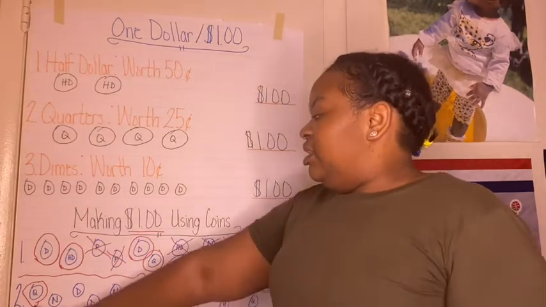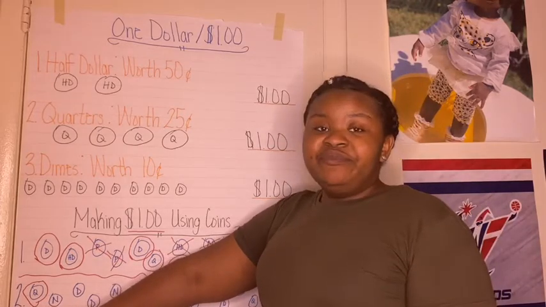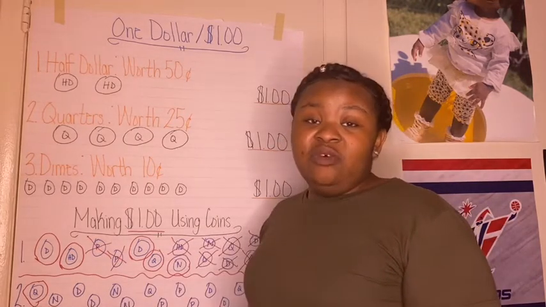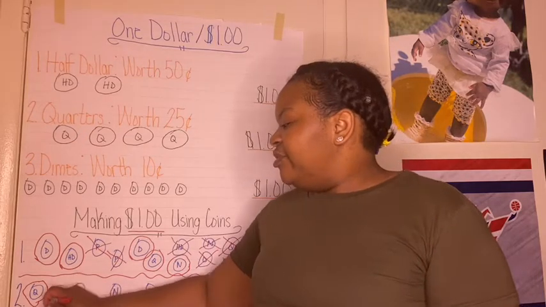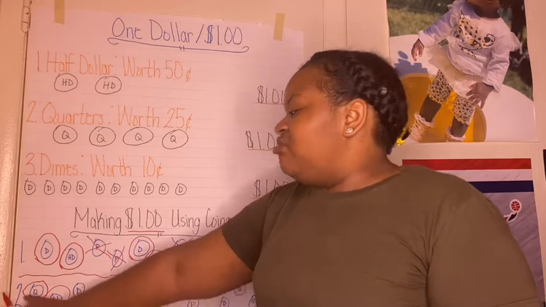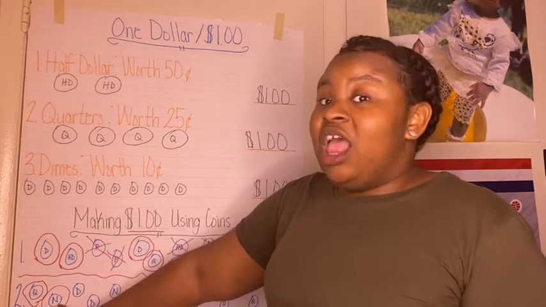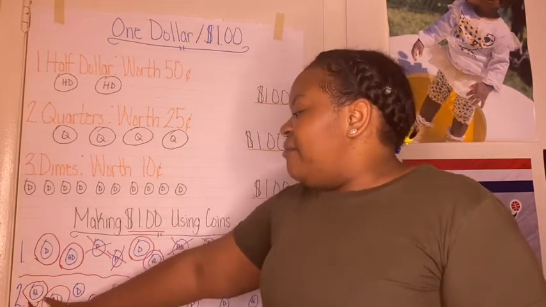Well, let's see. The next available coin is a what? A nickel. And how much is a nickel worth? 5 cents. Okay, so we can circle that. So right now we're at 25 plus 5 gives me 30. Nice. So right now I'm at 30 cents.